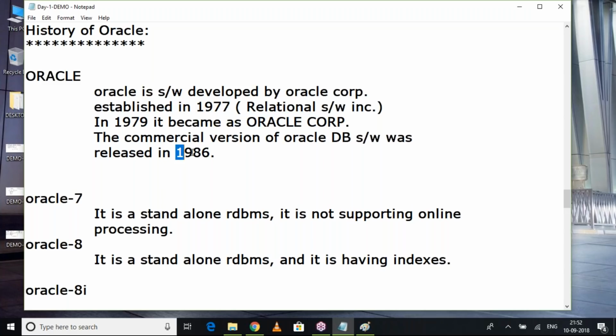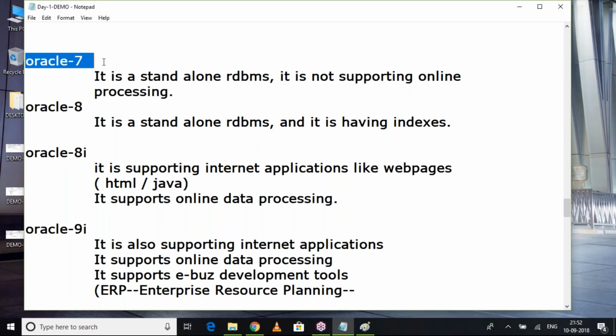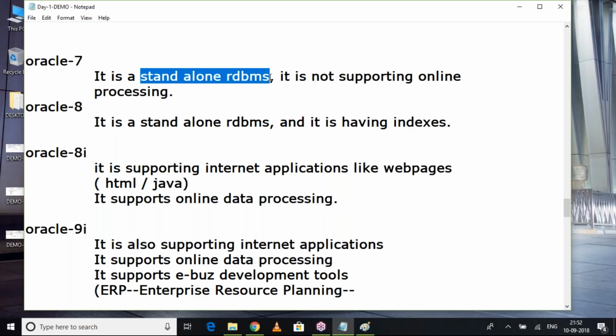The company released the version Oracle 7. This is the first successful commercial database in the world. After that, they released Oracle 8. But both databases are called standalone databases. What is a standalone? They are unable to maintain data online. We didn't have online business at that time, in 1986, 87 or 88.